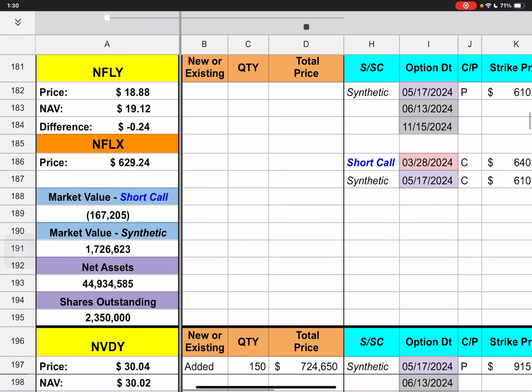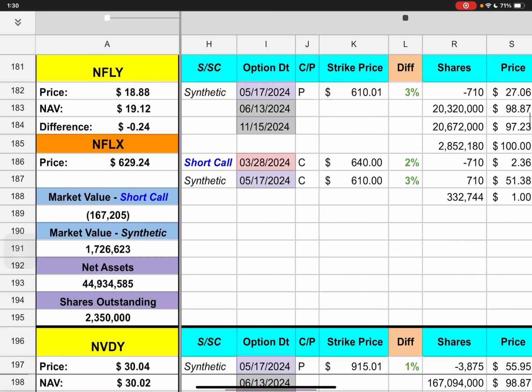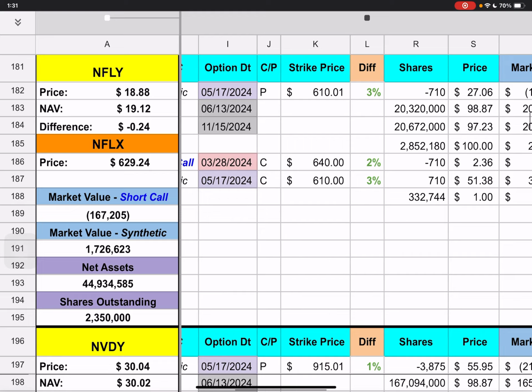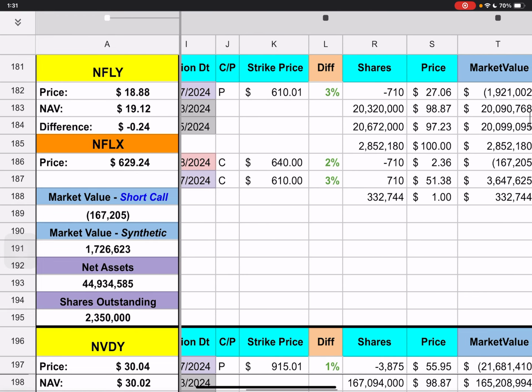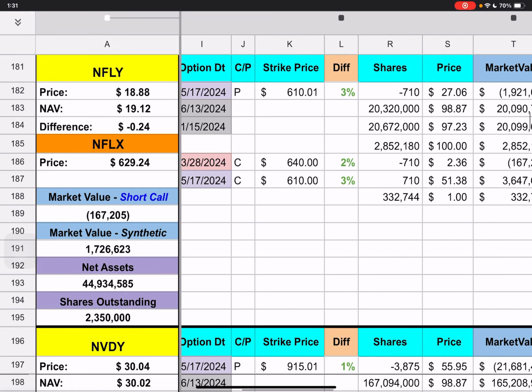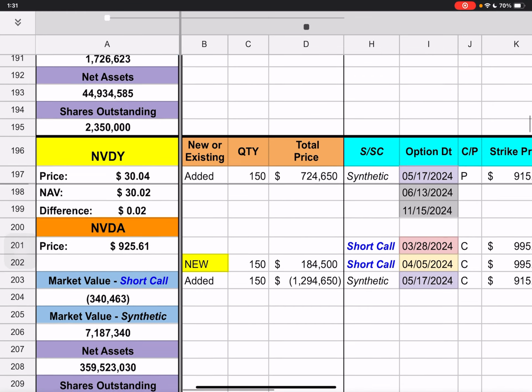Netflix closed at 629.24. There are no trades to go over. They have a short call that expires Thursday with a $640 strike price, and we're currently 2% below that strike price. We go on down to Intraday.